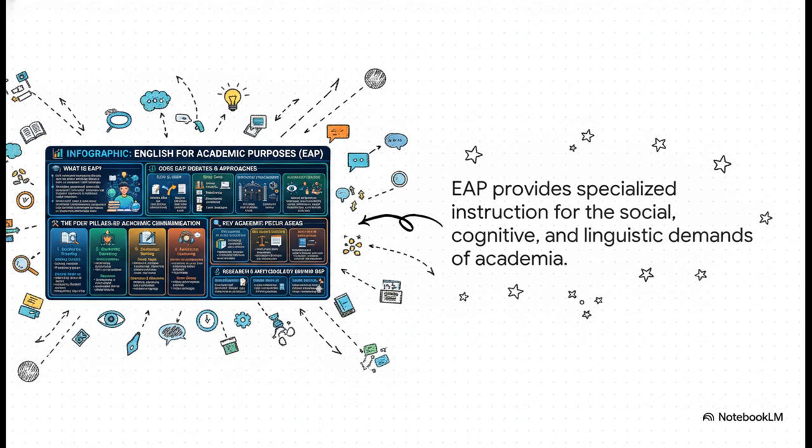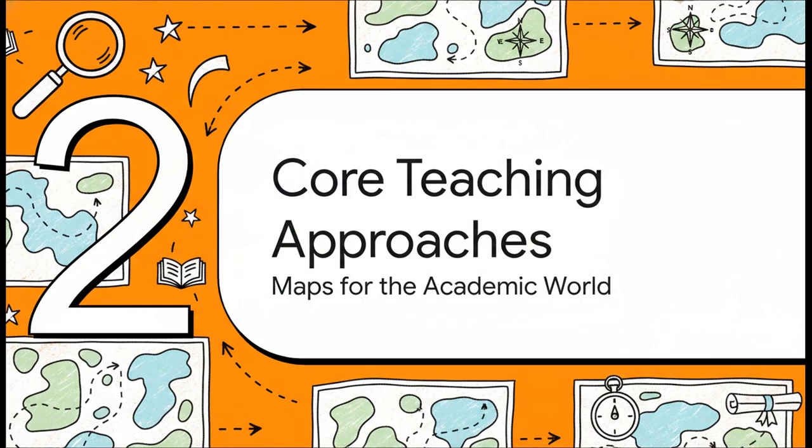This right here is a fantastic overview of the entire EAP ecosystem. You can see how it breaks down into these key areas, the different ways it's taught, the communication skills you actually learn, and all the research that makes it work. We're going to use this as our map and walk through it piece by piece. So how do people actually teach EAP? Well, it turns out there's not just one single way to do it. You can think of the different methods as, well, different maps for navigating the academic world.